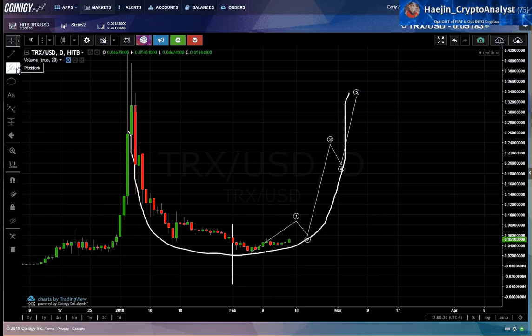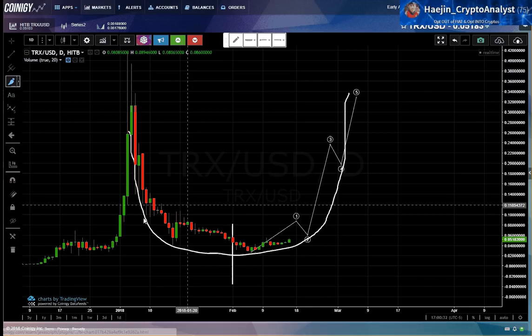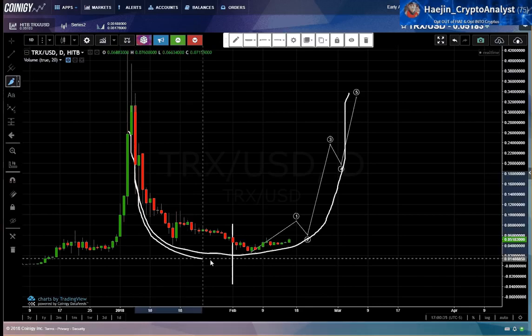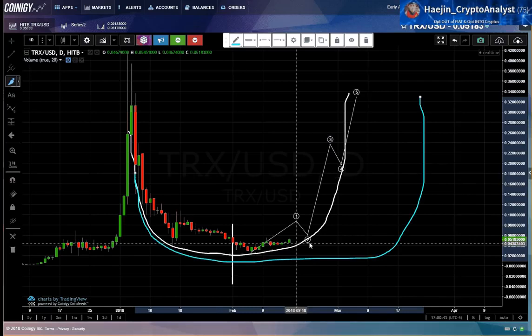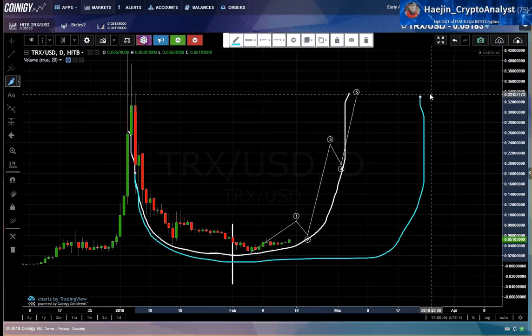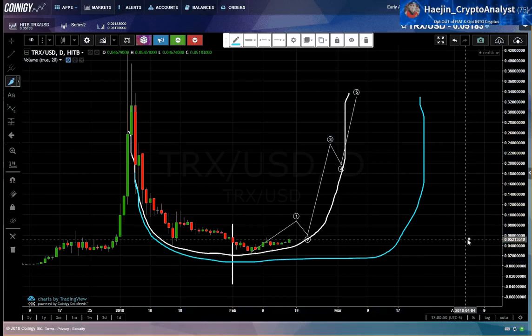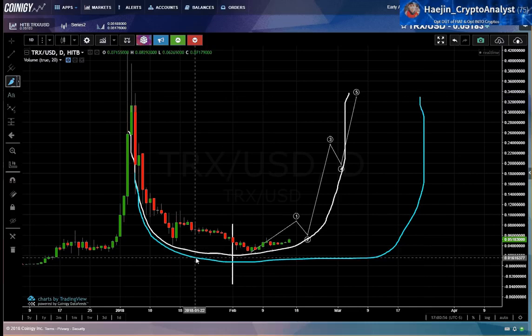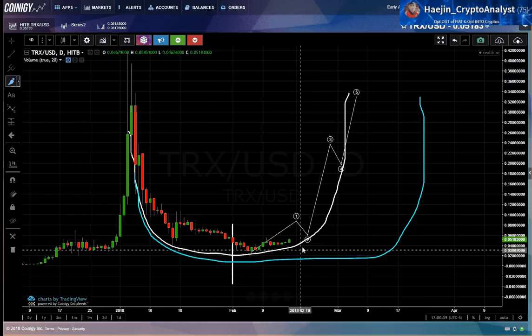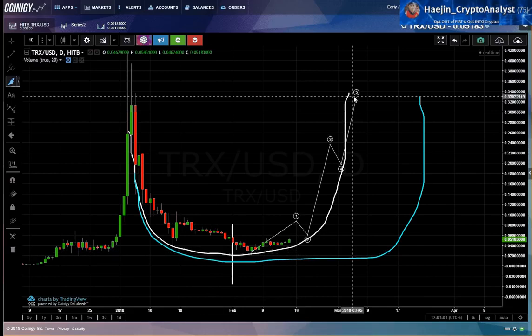we could have the second sequence on a more wider time perspective. Currently, I don't know whether this is more likely or not, but I'm keeping my primary count to be this in the white.